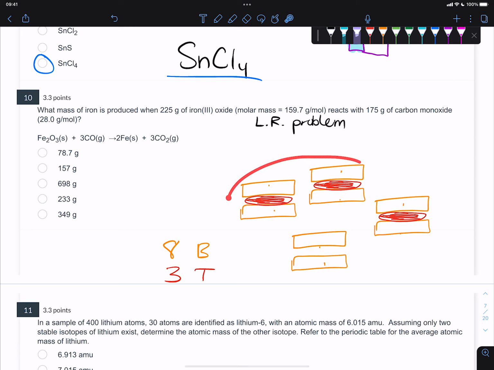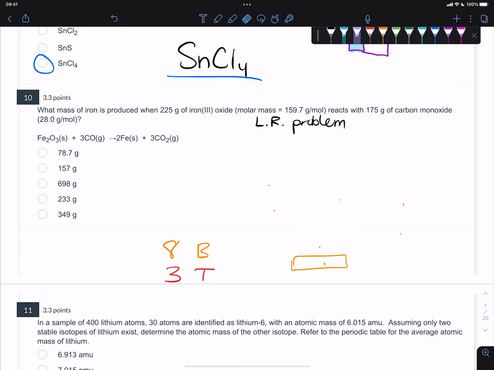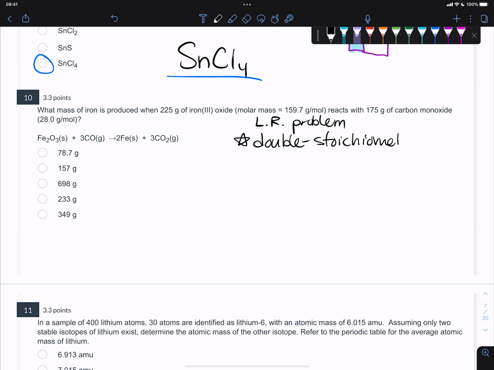And notice how the total number of sandwiches you make is dependent upon the ingredient that runs out first. That logic is the same for limiting reactants, except we have quantities that we have to deal with, so we're going to do stoichiometry. Sometimes these are called, or at least I call them, double stoichiometry, because you have to do stoichiometry twice. So this concept is sometimes combined with percent yield. So just make sure you understand percent yield and limiting reactants.